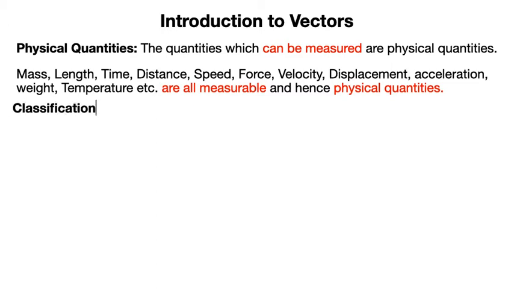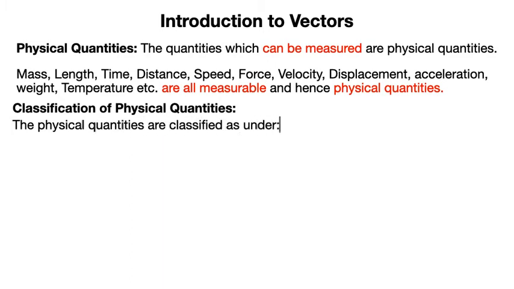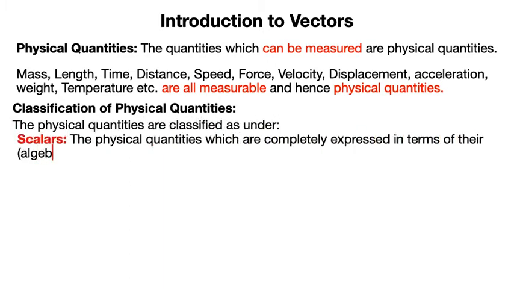There are different ways of classification of physical quantities. One of the classifications is into scalars and vectors. Scalars are the physical quantities which are completely expressed in terms of their magnitude alone. That is, they are expressed in terms of a pure algebraic number with precise unit. The sense of direction is missing in scalars.